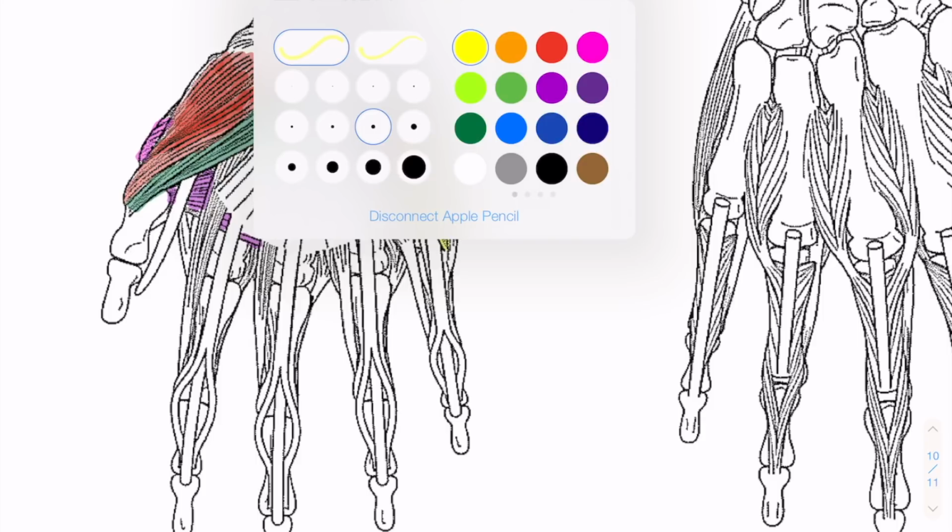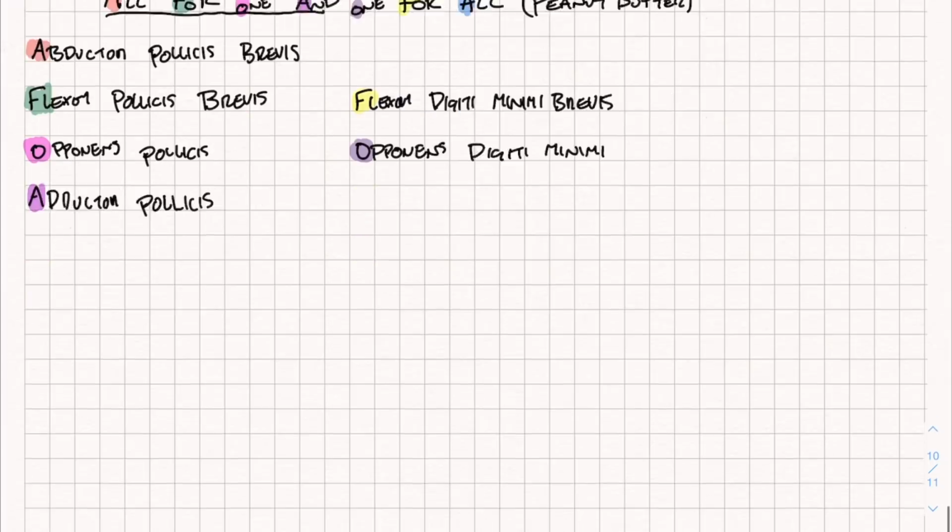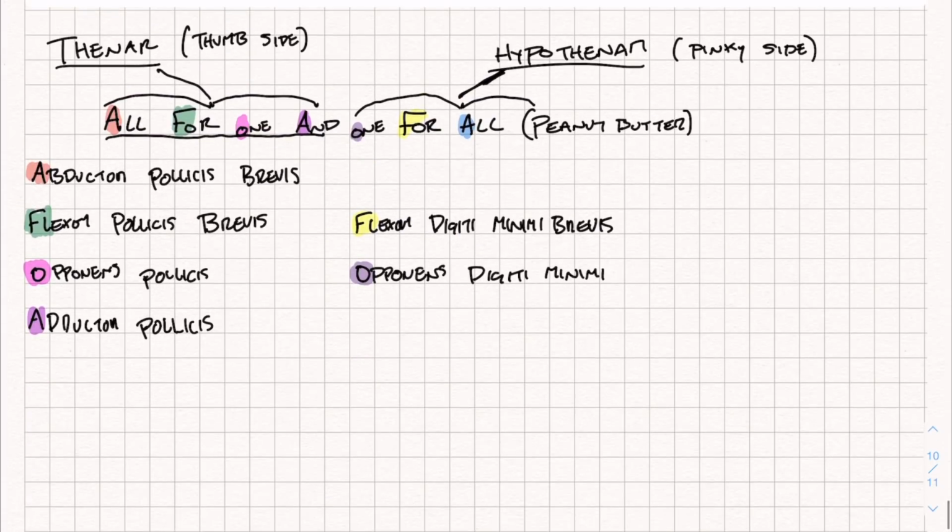And then the last one we have, let's do this color. The red on the thumb side was the abductor pollicis brevis. This is the abductor digiti minimi. No brevis for this one. Okay.